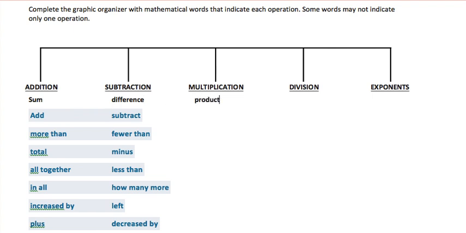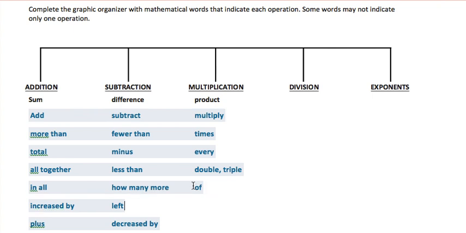Multiplication, the product. Remember, that's the answer to a multiplication problem. Multiply, obviously, times, still a term we use often. Every, for every. Double and triple, those are representative of times 2 and times 3. Of, this is very common in percent problems. And as much.